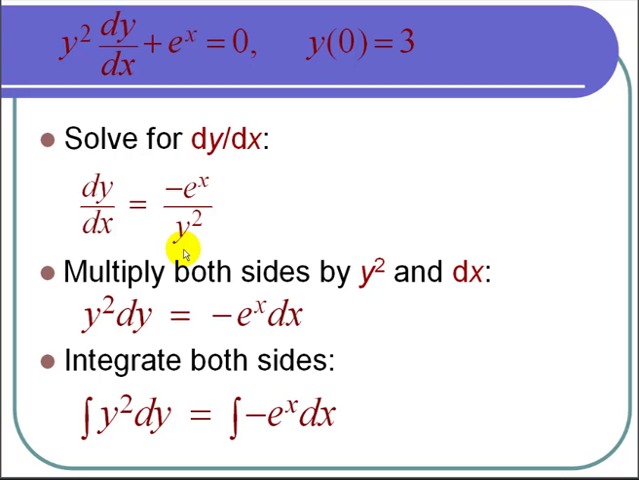That means we want all the y terms on the left-hand side and the x's on the right-hand side. So I'm going to multiply both sides by y squared to move this y squared to the left, and multiply by dx to move the dx to the right. When I do that, I get y squared times dy is equal to negative e to the x times dx. The next step is to integrate both sides. So we integrate y squared dy, and that is set equal to the integral of negative e to the x dx.